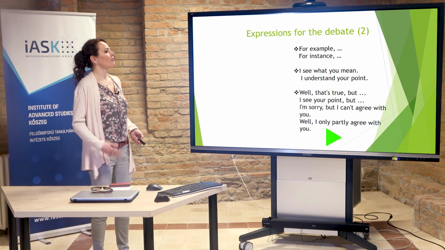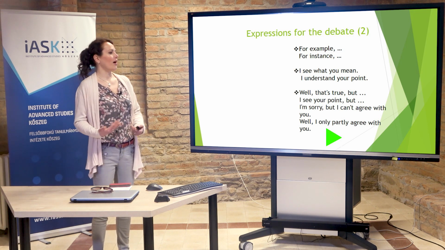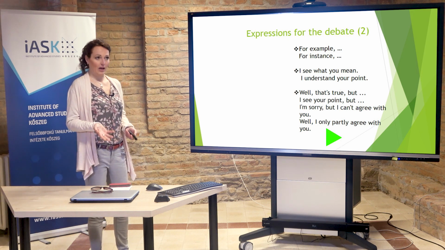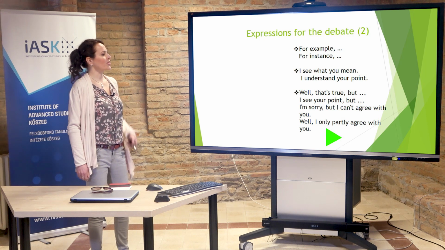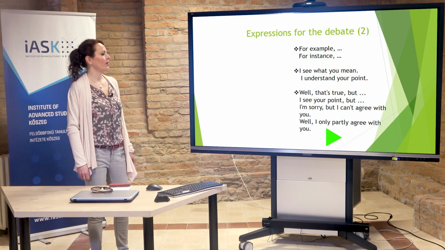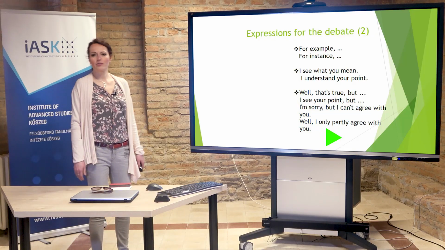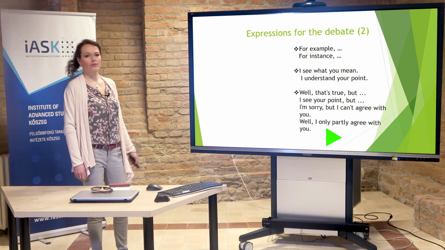You should be able to bring examples. For example, for instance. Also you should be able to express that you understand your partner's point of view with expressions like, I see what you mean, I understand your point. If you don't agree, you must be polite, of course. So you could say, well, that's true, but, or I see your point, but, or I'm sorry, but I can't agree with you, or well, I only partly agree with you.